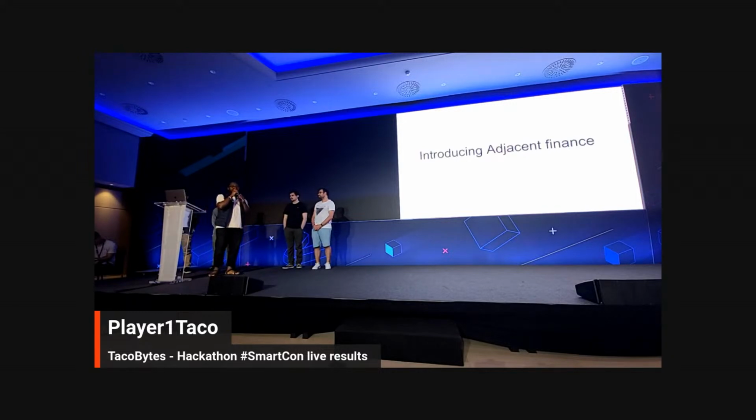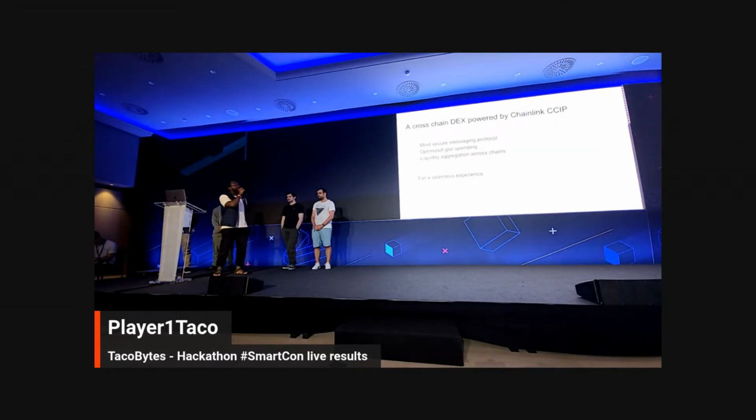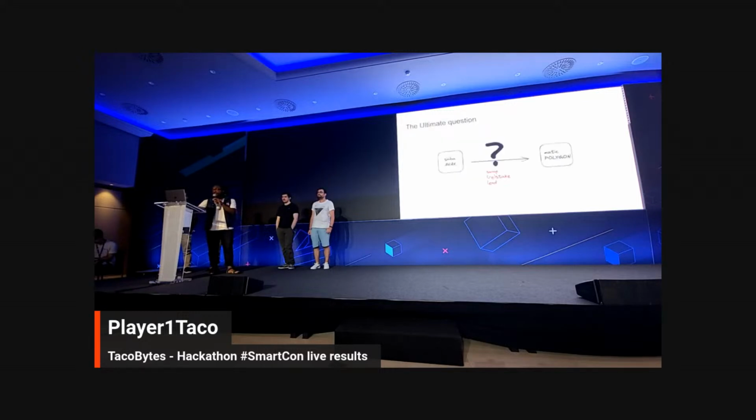So we want to introduce Adjacent Finance, which is basically our DEX, CCIP powered. What features does Adjacent Finance offer? We offer a more secure messaging protocol thanks to Chainlink CCIP messaging, which is one of the most secure, with 10 years running with Chainlink without any issues. We have optimized gas spending on CCIP, which is one of the reasons why we use Chainlink CCIP. And thanks to this messaging protocol, we can aggregate liquidity and solve the fragmentation problem, all with a seamless experience.